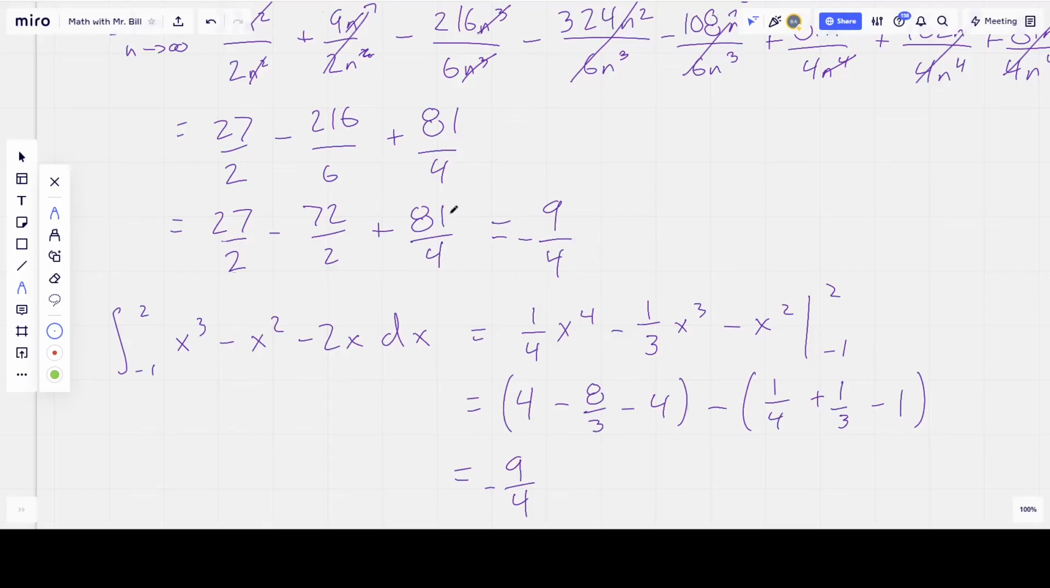So it just goes to show that it's very easy to make a mistake in problems like this. So that should do it. That finishes out that problem.